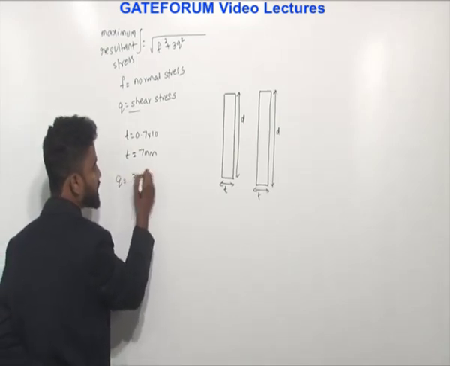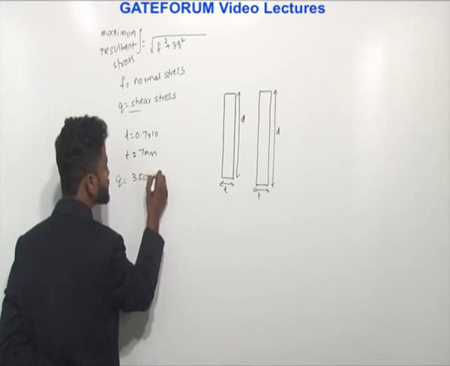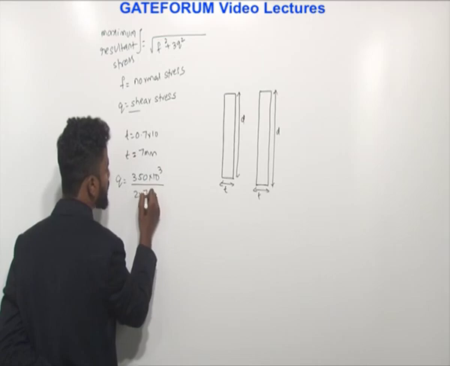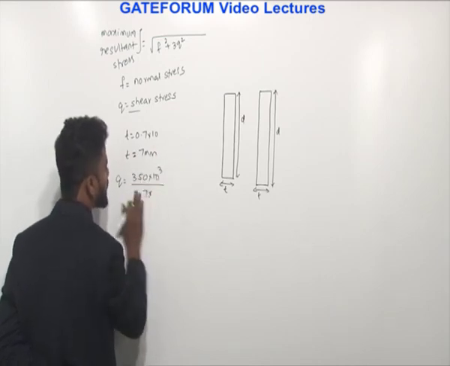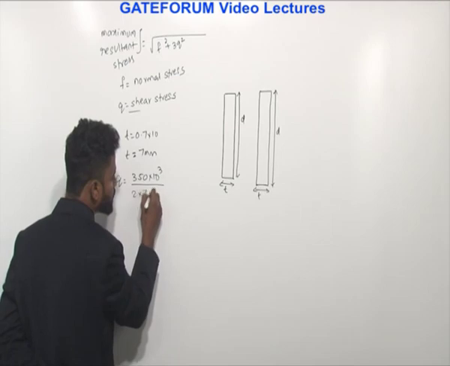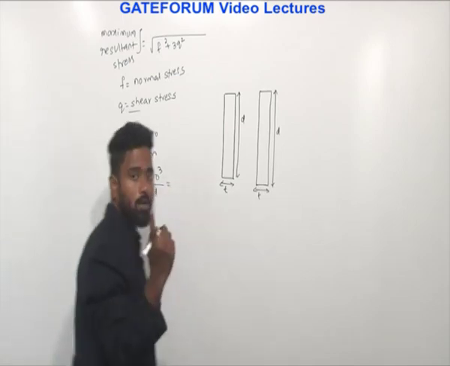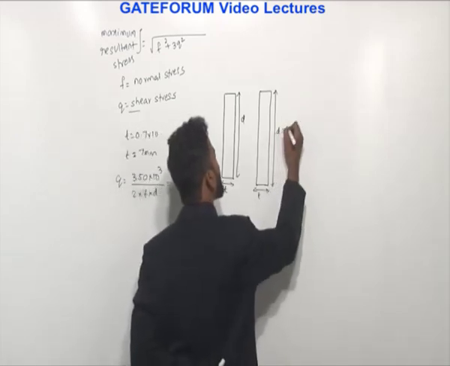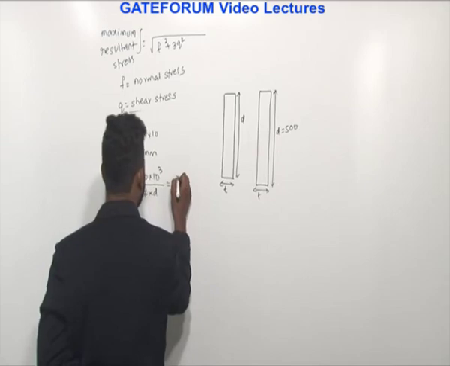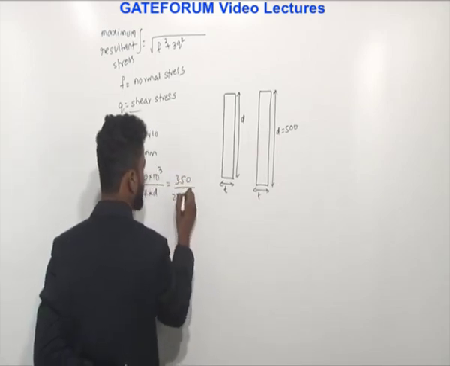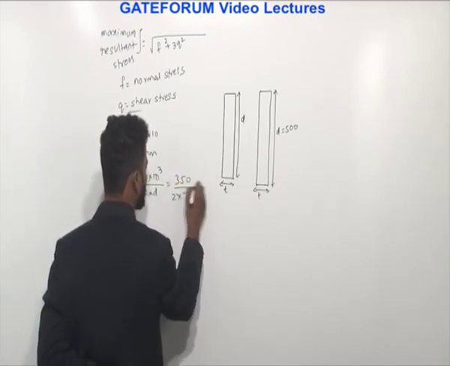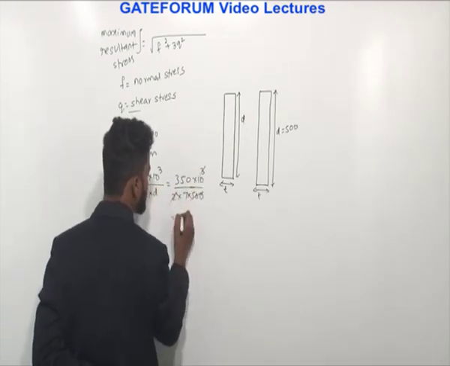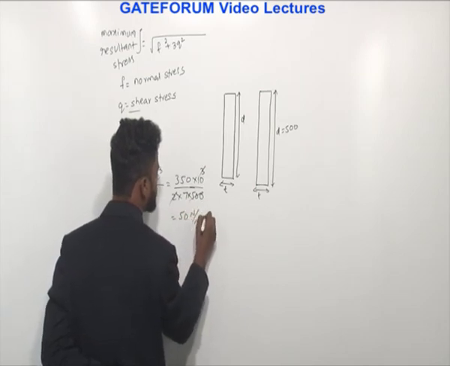Q is equal to shear force, which is 350 kilonewtons, upon 2 times 7 into D. Shear area is 2 times T into D. You can see along the D is 500 mm. Total it is acting along the length of 500. So this is 350 by 2 into 7 into 500 into 10 to the power of 3. So this gets cancelled. This is 50 Newton per mm square.